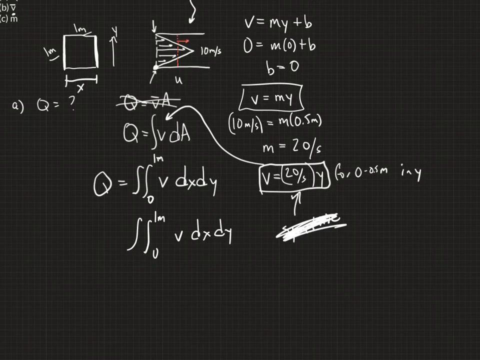The dy, we're going to go from 0 to 0.5. I'm not going to go all the way up because I'm going to multiply this whole thing by 2, because my equation is only valid for the bottom half. And so that ultimately is how you solve it.